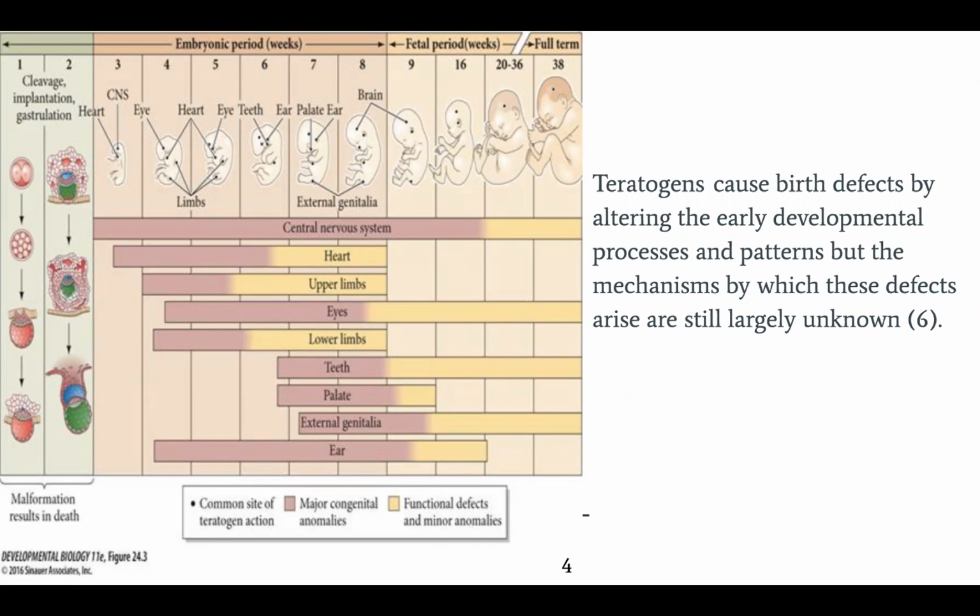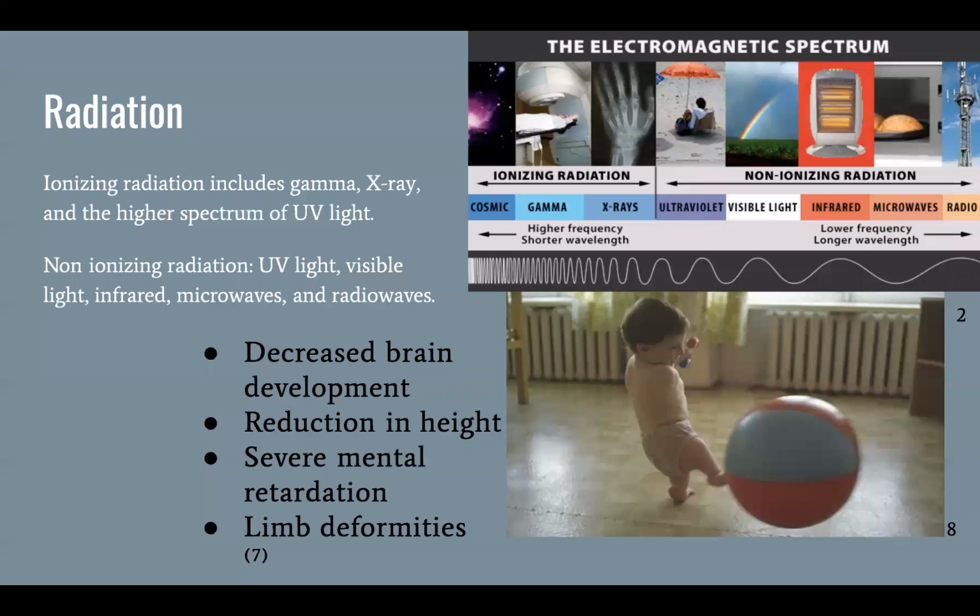Teratogens cause birth defects by altering the early developmental processes and patterns, but the mechanisms by which these effects arise are still largely unknown. The teratogen I will be discussing is ionizing and non-ionizing radiation. Ionizing radiation includes cosmic, gamma, and X-rays. Non-ionizing radiation is ultraviolet light, visible light, infrared, microwaves, and radio waves.